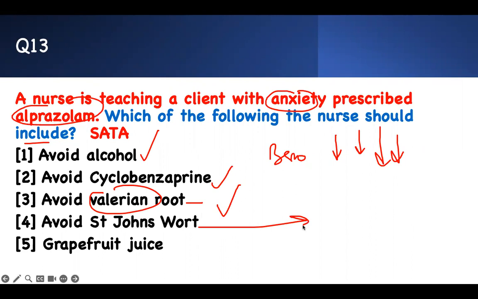St. John's wort doesn't do that because it does not affect Alprazolam. Grapefruit juice, if you see that, never pick it. Don't think it's a good thing. It's always bad. So grapefruit juice. Which of the options should you include? Yes, include grapefruit juice. You should not take it. Never take grapefruit juice with it.